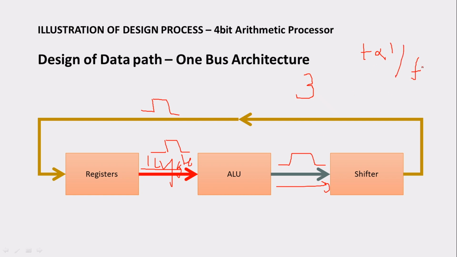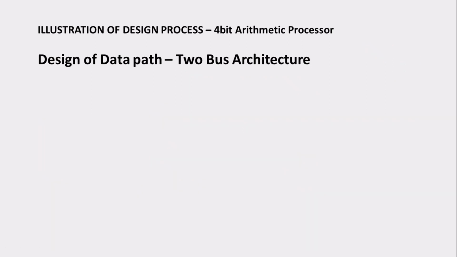So if it is 10 megahertz, 1 divided by 10 mega will be 0.1 microsecond. So 0.1 microsecond into 3 clock cycles will be 0.3 microseconds. So one bus architecture will lead us how much? It will be leading us in terms of 3 clock cycles.